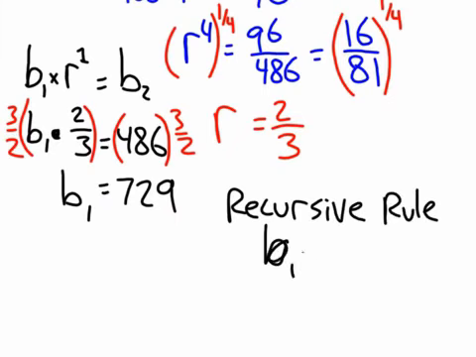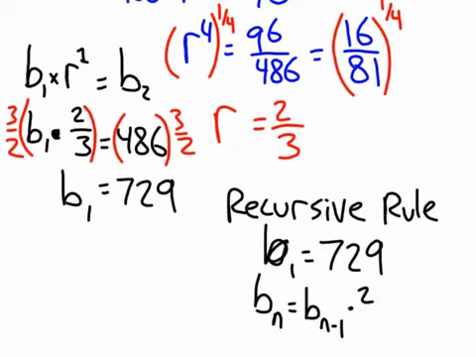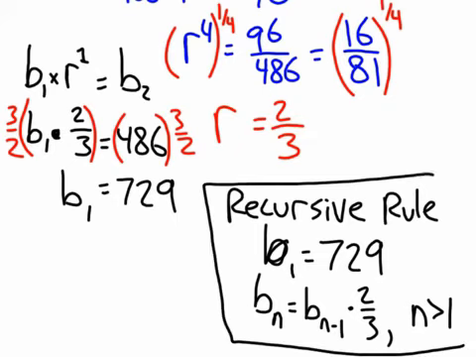Part 1 of the rule just gives the first value, b1, and every term after that just equals the previous term times the common ratio of 2/3. Again, don't forget the third part of the rule, n is greater than 1 for that equation. So that's our recursive rule for the geometric sequence.